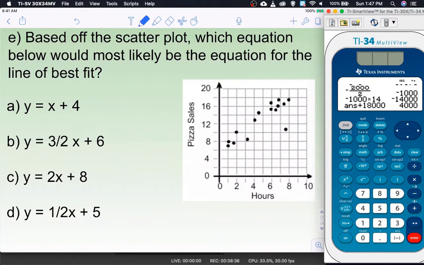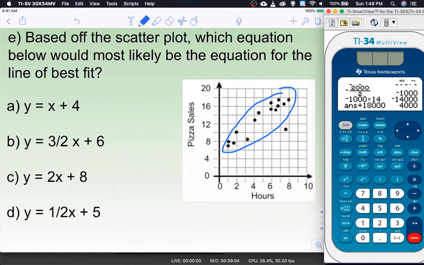All right. Based off this scatter plot, okay, I'm looking at the scatter plot. All right. Which equation below would most likely be the equation for the line of best fit? That's interesting. So there's a couple of different ways of doing this. And I find that a lot of students do this the wrong way, or a way that I would not consider the best way.